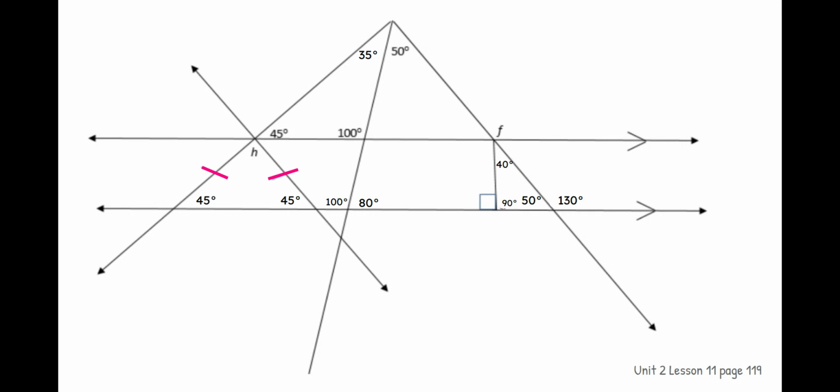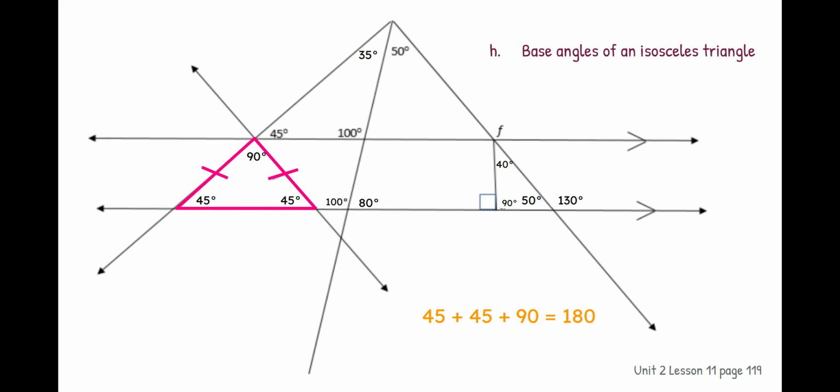Because the angles in a triangle add up to 180 degrees, there's a triangle, H is 90 degrees. In the reason column, we used base angles of an isosceles triangle, and we also used the sum of angles in a triangle add up to 180.